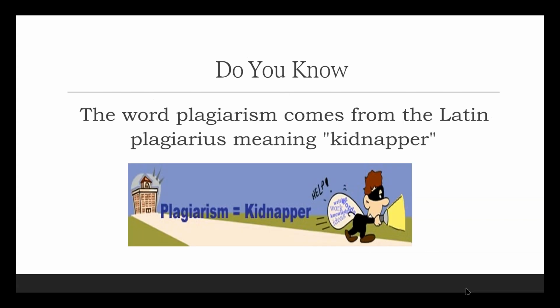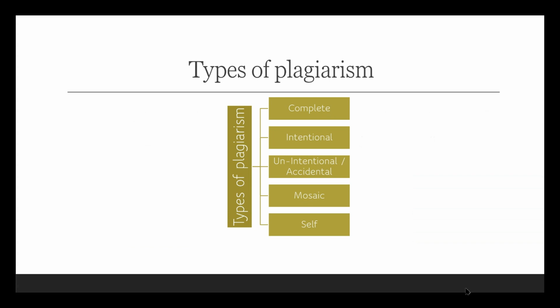Do you know the word plagiarism comes from the Latin plagiarius, meaning the kidnapper. Nothing but plagiarism equals kidnapper. It involves taking the words, ideas, knowledge and writing of others. The types of plagiarism. Here we have five types of plagiarism: complete, intentional, unintentional or accidental, mosaic, and self. These are the different types of plagiarism.